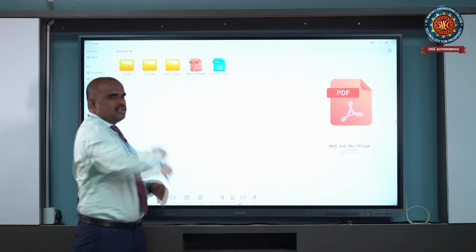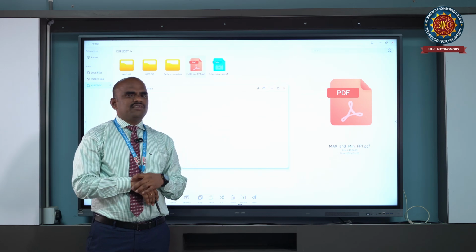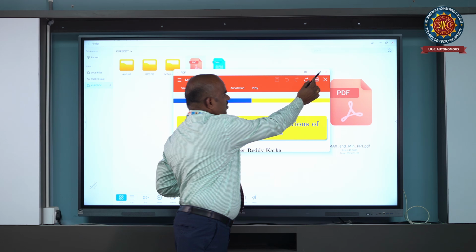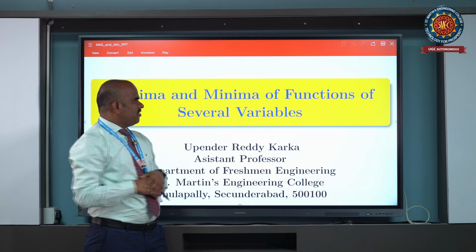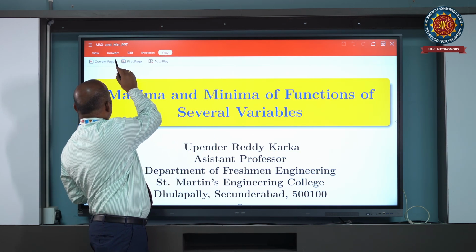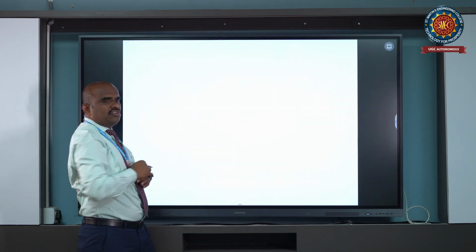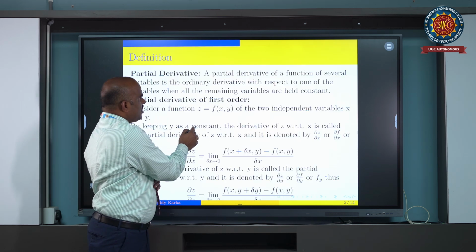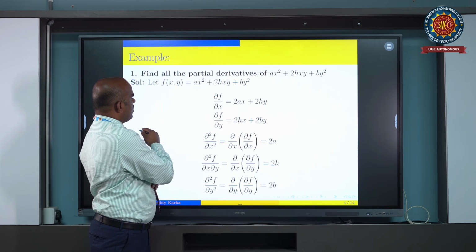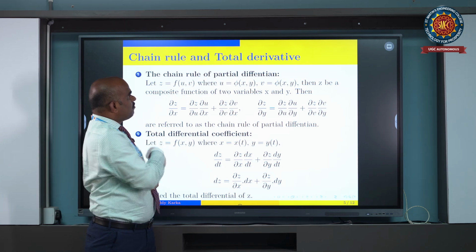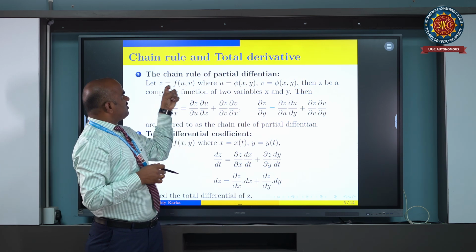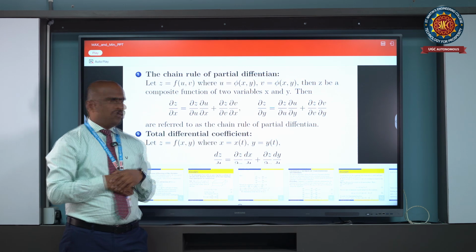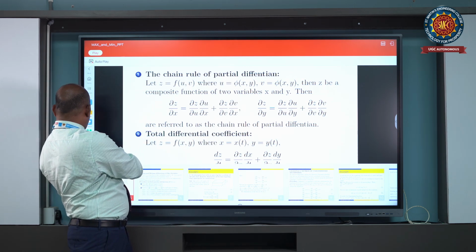See here, suppose z is a function of two variables u, v. u and v are also functions of x, y. So, here z is not a direct function of x, y. z is a function of functions. So, z is called the composite function of x, y. z is a function of u, v, and u, v are functions of x, y.